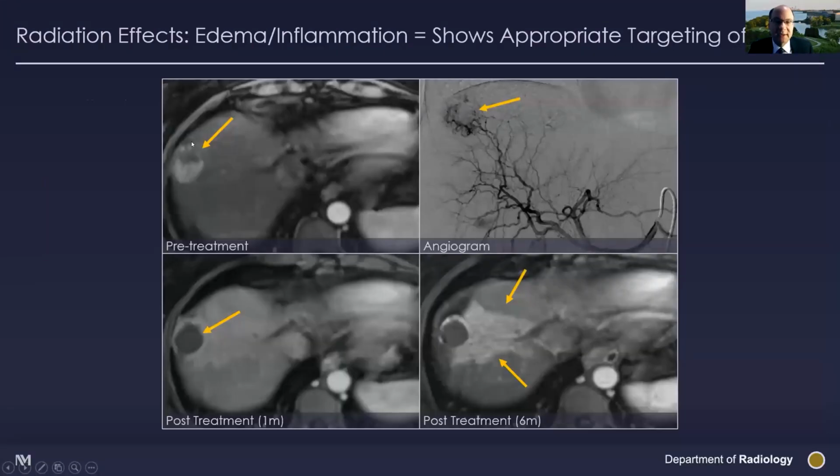Another example, here's pretreatment. I like to look at the angiograms or the CT angiograms when they do it to make sure that it's targeted well. But nicely, you can see at 1 month, this was completely necrotic. You can again see those perilesional effects.